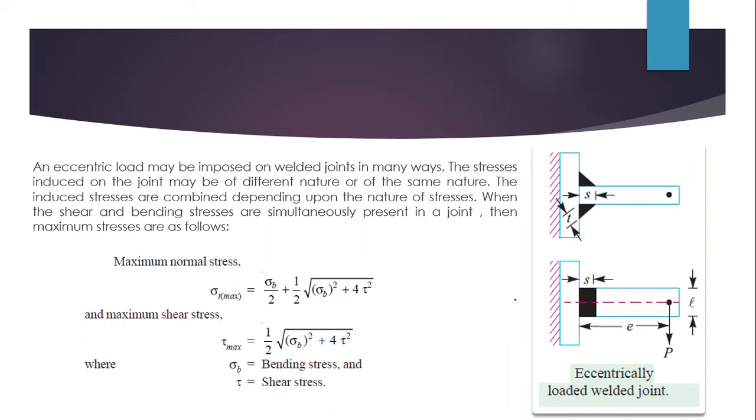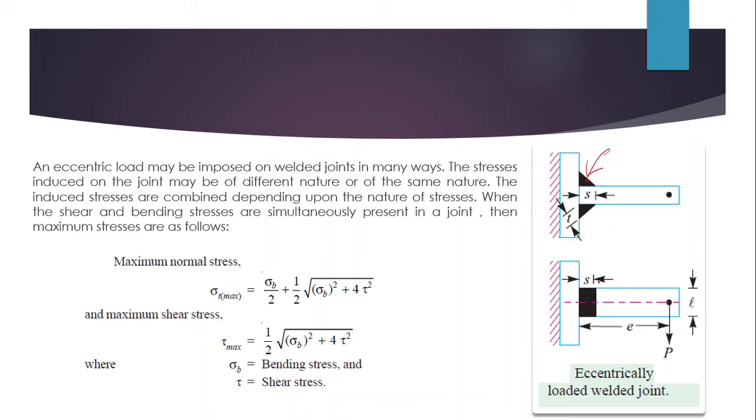Here in this particular figure, we can see a welded joint which is eccentrically loaded. Here this is a portion which is welded to this particular metal part by a fillet welding. Here we can see a double parallel fillet welding. One fillet welding at this particular side and another one at this particular side.